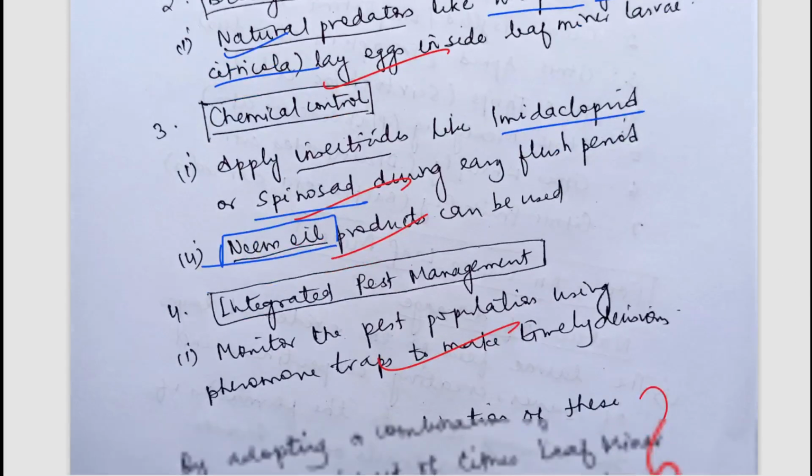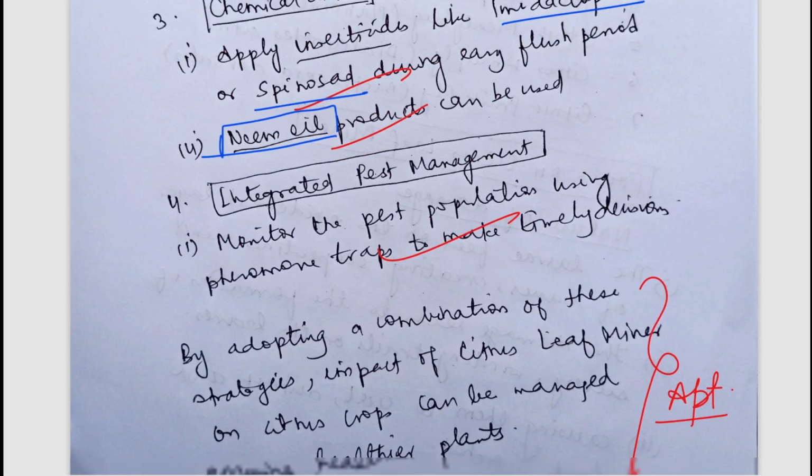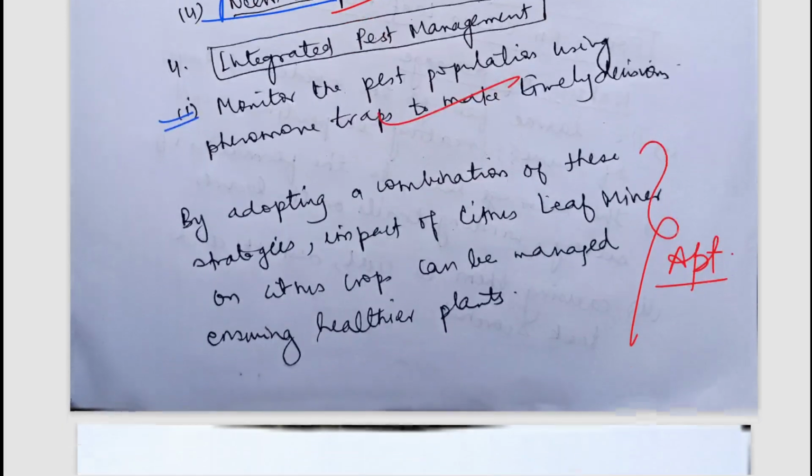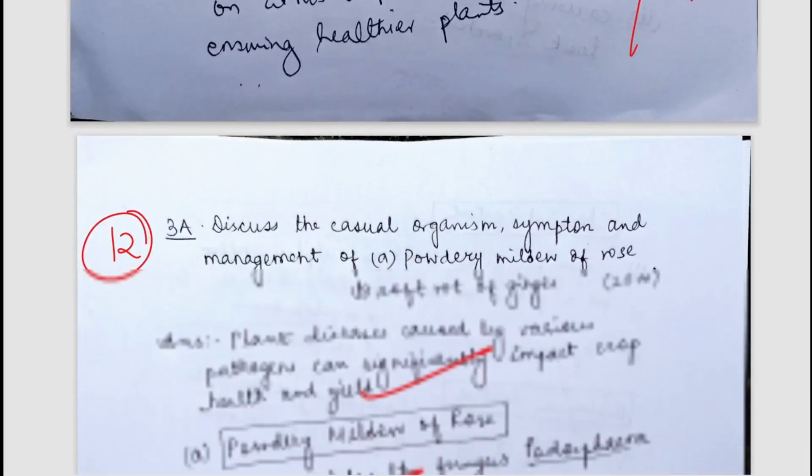It is a biochemical. And again, integrated pest management is done, and it is generally suggested to do integrated pest management. So well written answer. Now let's move to the next question.